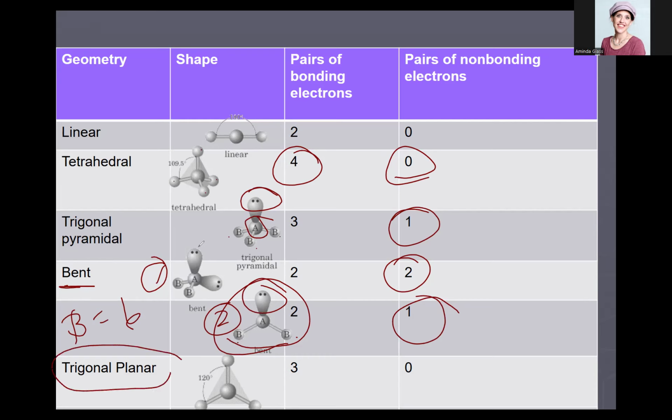And then trigonal planar is something that boron does as well, because if all three of its bonding sites are filled and it has three bonding pairs of electrons, it's going to have the trigonal planar. So it's going to be basically flat like this, where everything's all in the same plane. That's where that planar comes from.